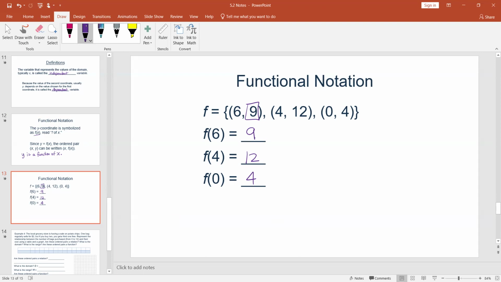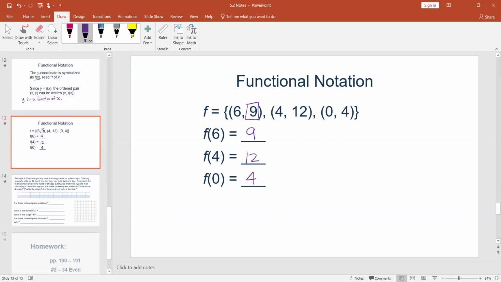Later, you're going to see why it's so important to understand this and how you can use it to solve these different functions. Okay, let's go ahead and do the last one here.